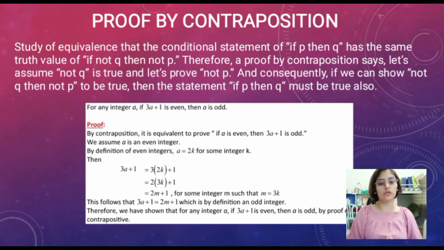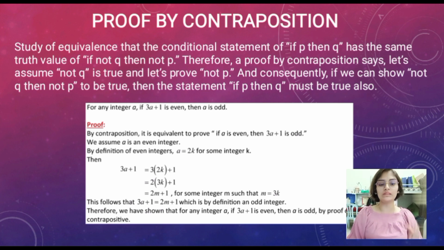Okay, so proof by contraposition, also called proof by contrapositive, flips the script. Instead of assuming the hypothesis to be true and then proving that the conclusion is also true, we instead assume that the conclusion is false and prove that the hypothesis is also false.